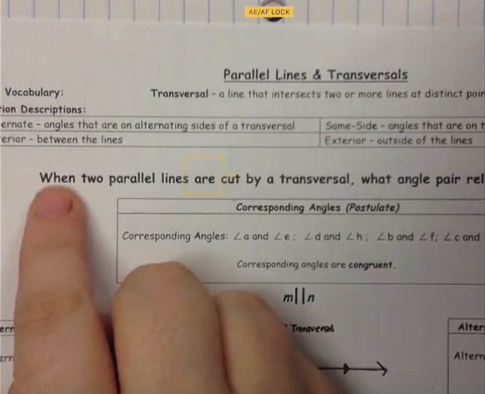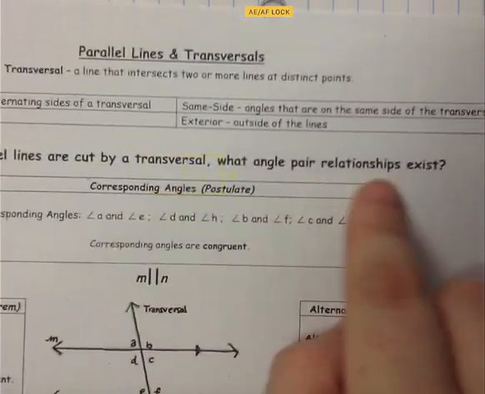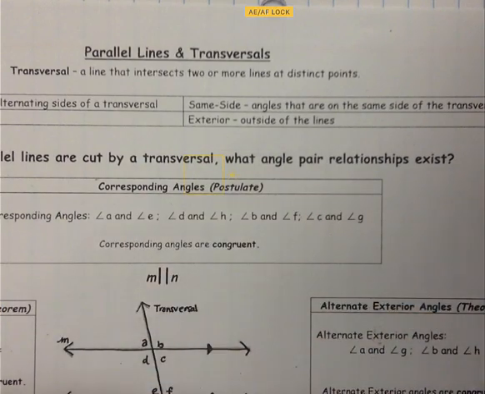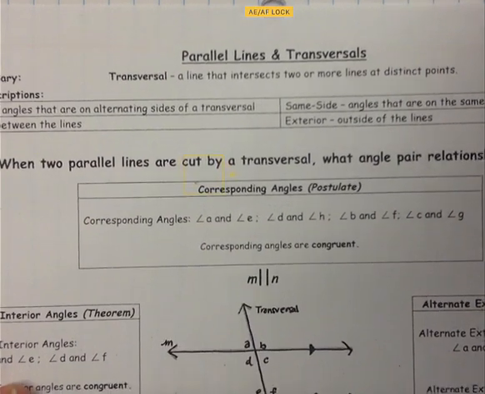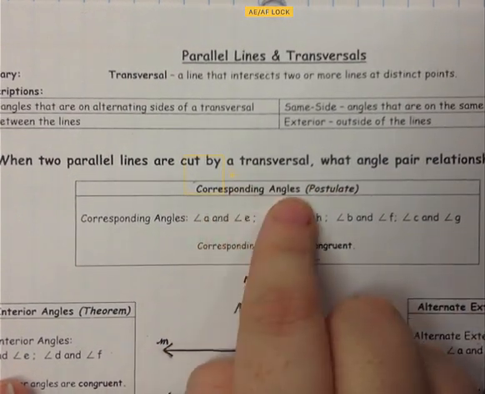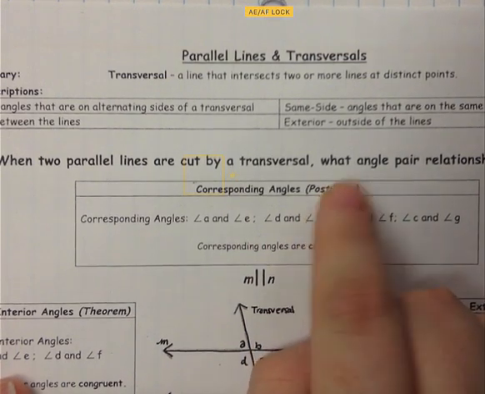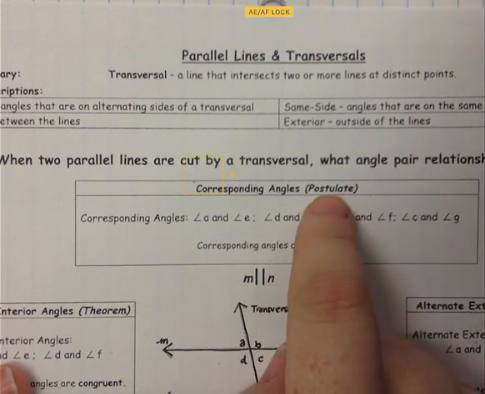So when two parallel lines are cut by a transversal, what angle pair relationships exist? Now, the angle pairs will exist even if the lines are not parallel, but the numerical relationships will only exist if parallel lines are cut by a transversal. The first one we're going to talk about is corresponding angles. This is a postulate, and if you remember from geometry vocabulary, a postulate is an accepted statement of fact. So this one has to be true.